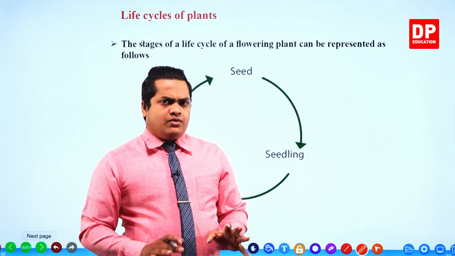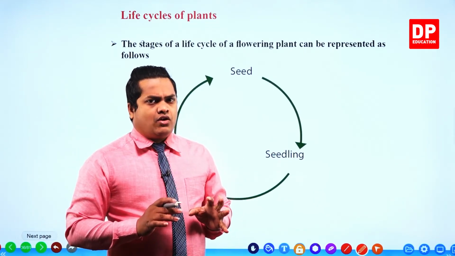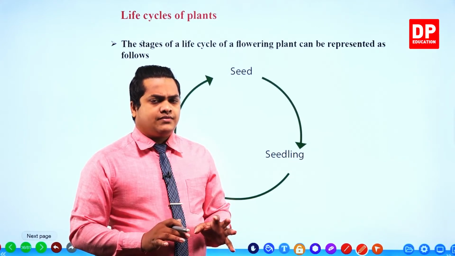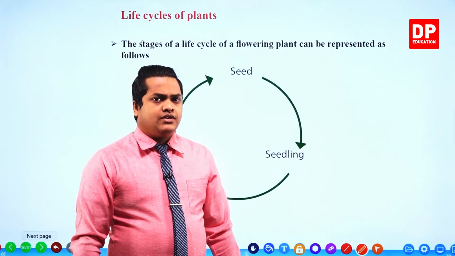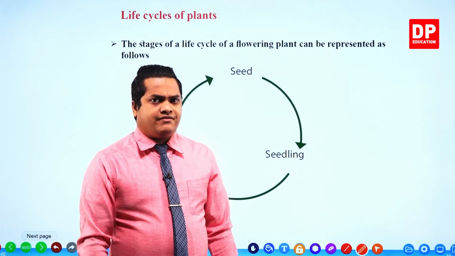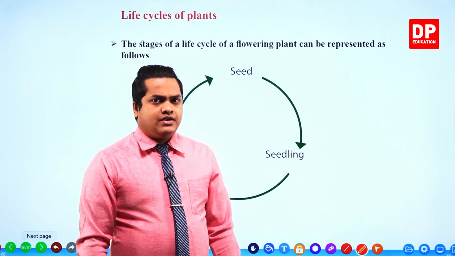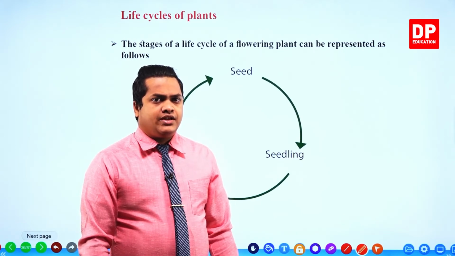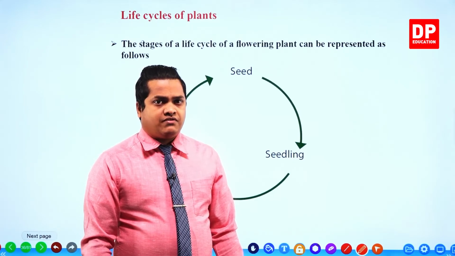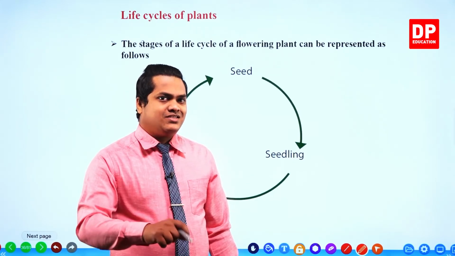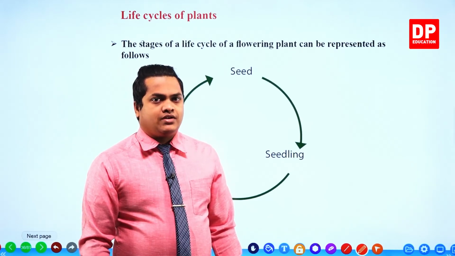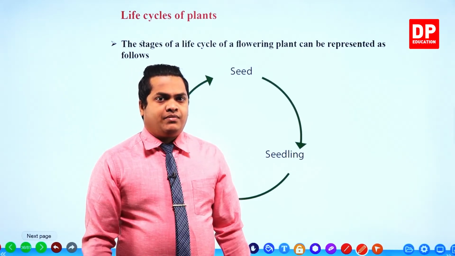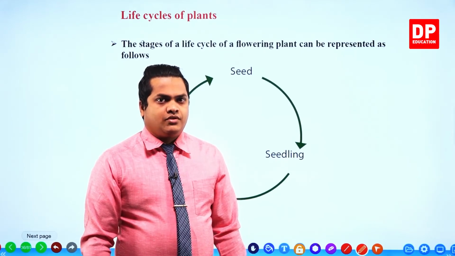So this is how the life cycle of a flowering plant goes, right? This is how a flowering plant spends its life. Okay, starting from seed to seedling to a mature plant. Then again that mature plant is producing flowers and fruits, from those seeds, then seeds to seedling or plantlet, then to a mature plant. So this is how the life cycle of a plant works.